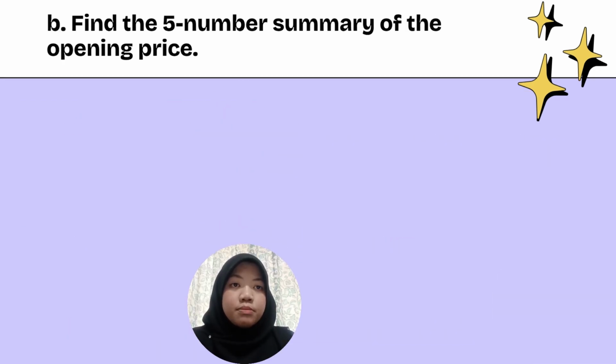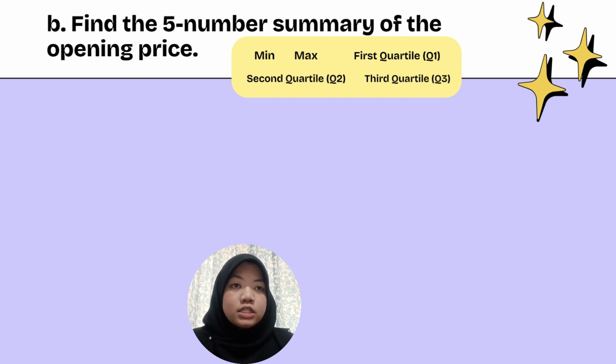For question B, we have to find the 5 number summary of the opening price, where the 5 number summary is minimum, maximum, third quartile, second quartile and first quartile. According to the ascending order, we got the minimum number which is 3.0480, while the maximum number is equal to 3.8690.